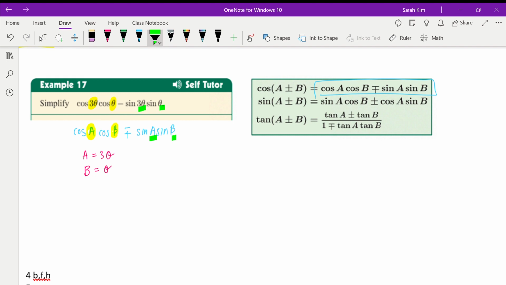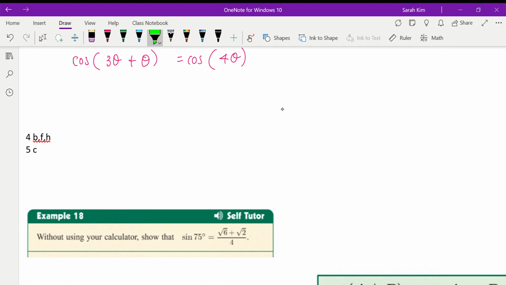Now, which one is it? It's a minus. So when I write my answer, it's going to be the plus option. So cos, bracket, A, which is 3 theta, plus B, which is just adding, 4 theta. So that's it. I got cos of 4 theta. So now you should be able to do this.